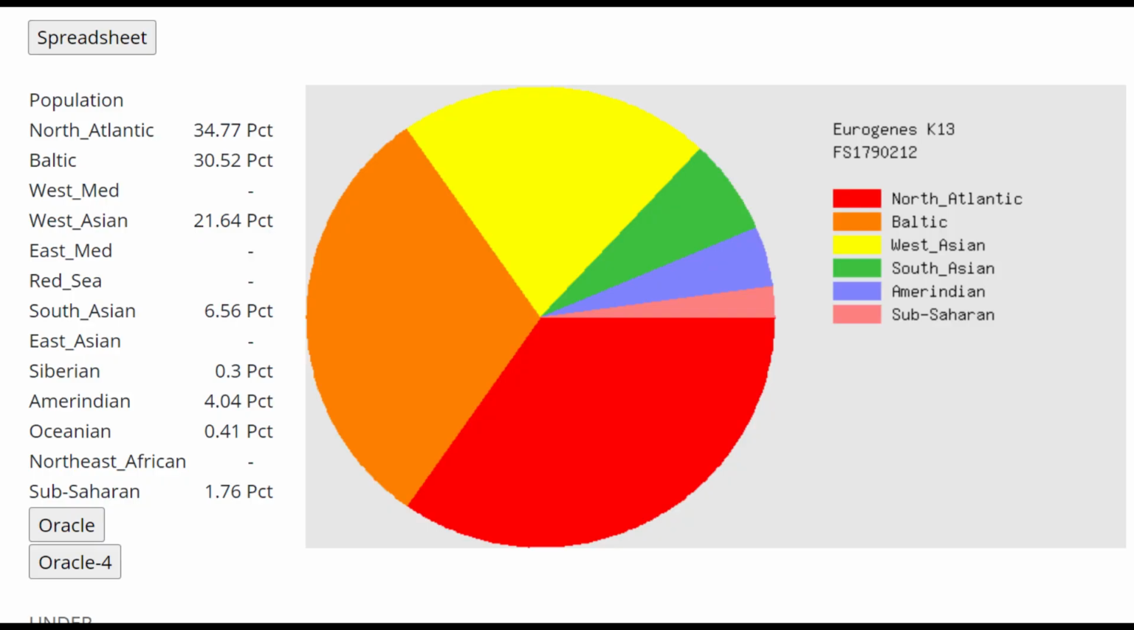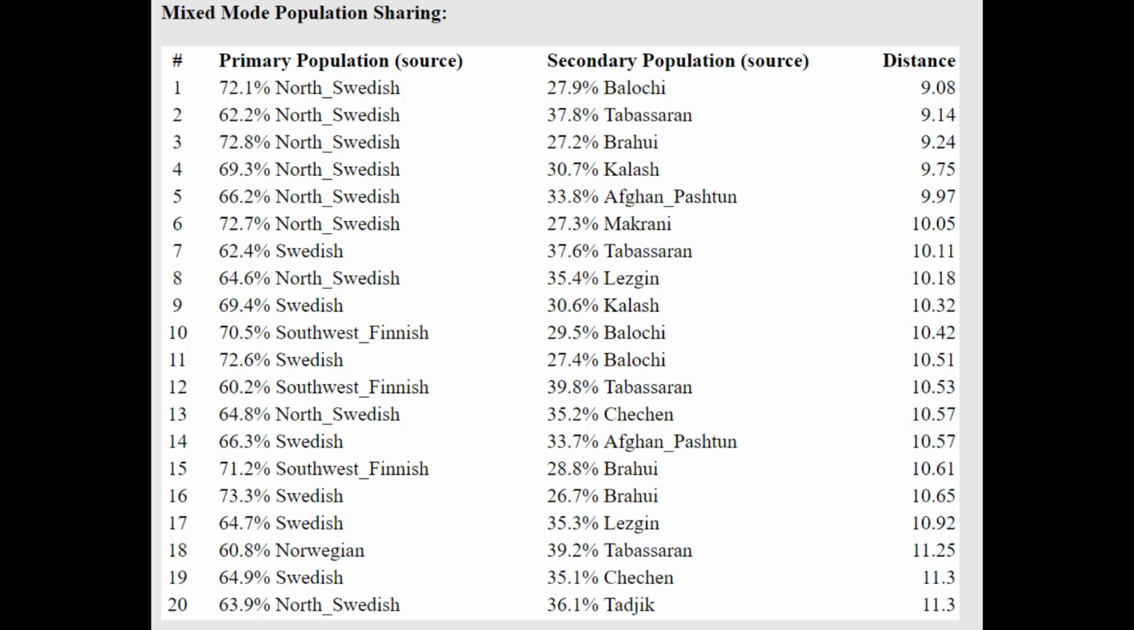So the previous sample was scoring 29, I think, percent West Asian. This one is scoring 21% West Asian. And instead of 9% South Asian, she's scoring 6.5% South Asian. Typical Sarmatian would be like between this woman and the previous woman. By the way, this woman also is kind of an outlier.